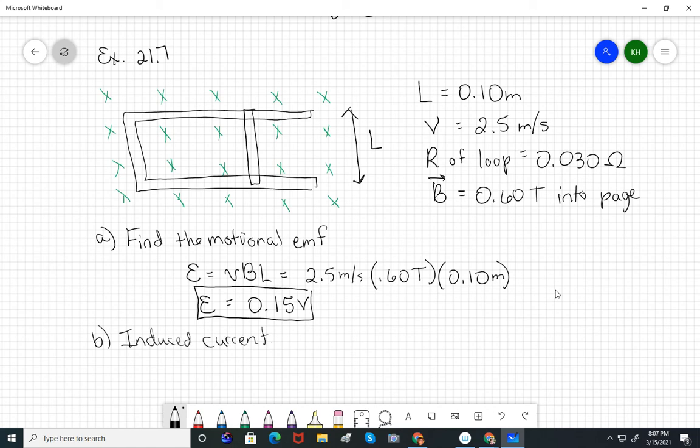Well, we use Ohm's law. Ohm's law tells us V equals IR. So our current will be our voltage divided by our resistance. In this case, our voltage is our induced EMF. Our resistance was 0.030 ohms. And that comes out to be exactly 5 amps.